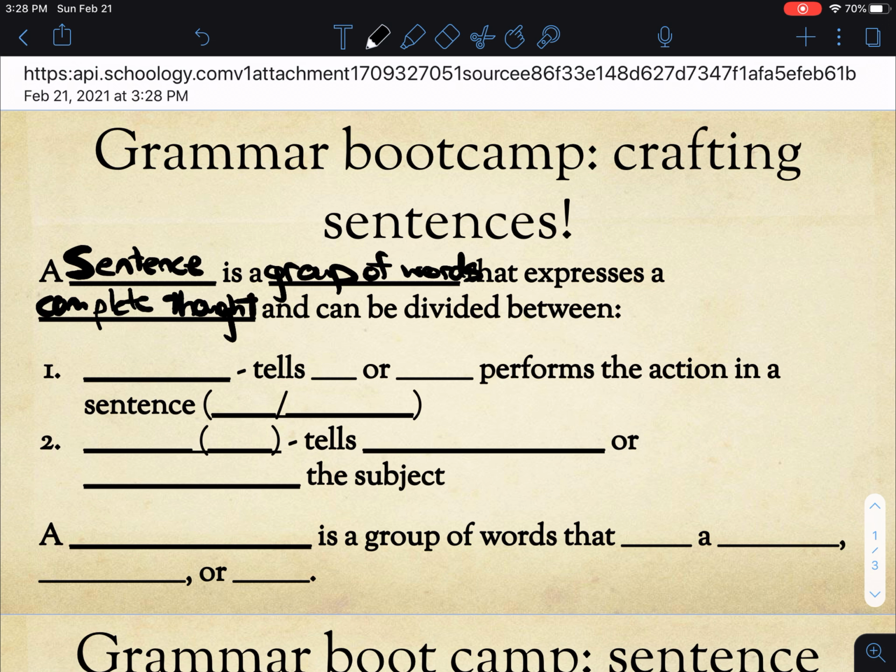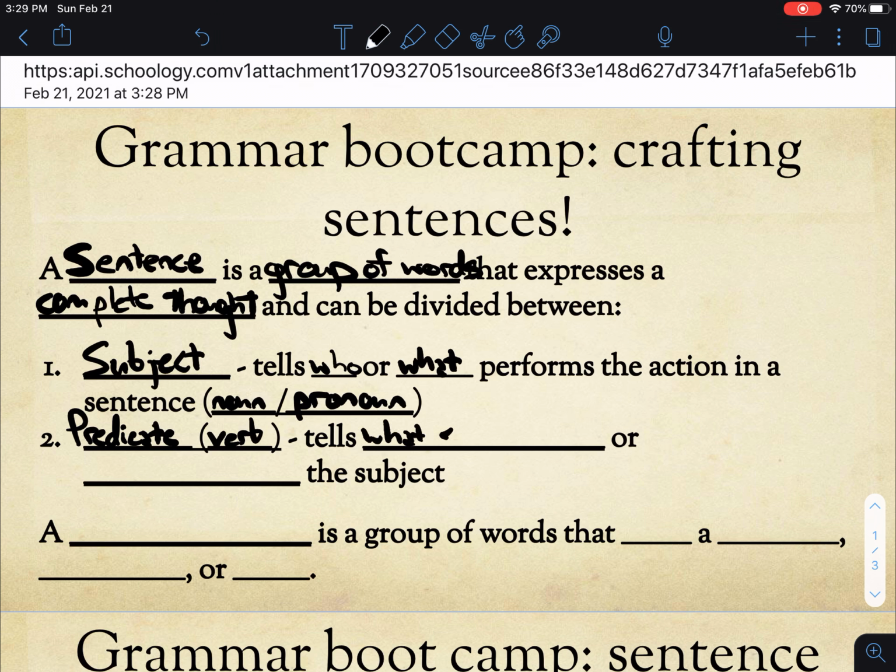And we divide it into two different parts. The first part that we divide it into is called the subject, and the second part is called the predicate. An easier way to remember the predicate is this is the verb. For the subject, you're telling who or what performs the action in a sentence. So remember, the thing that does the action is that noun or pronoun. If I were to give you the sentence, I walked down the street, I, that pronoun there, is the subject of the sentence.